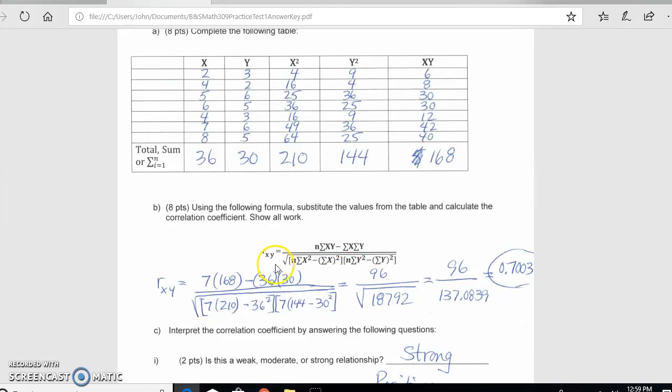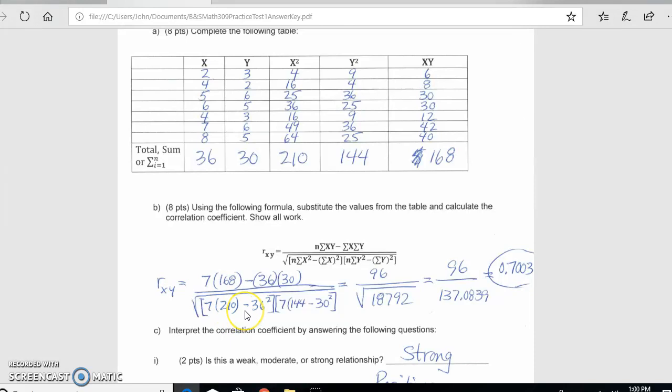And then I want to do the denominator. Now the entire denominator is under a square root. So you're going to have to take the square root of everything inside of the square root. Inside the square root, we have 2 quantities that we're multiplying together. Here's one of them in this bracket, and then we have a second quantity in this bracket over here. These 2 things are multiplied together. So we begin with this first quantity here in this bracket. We have n, which is 7, times the sum of the x squared column. And the sum of the x squared column is the 210 right here.